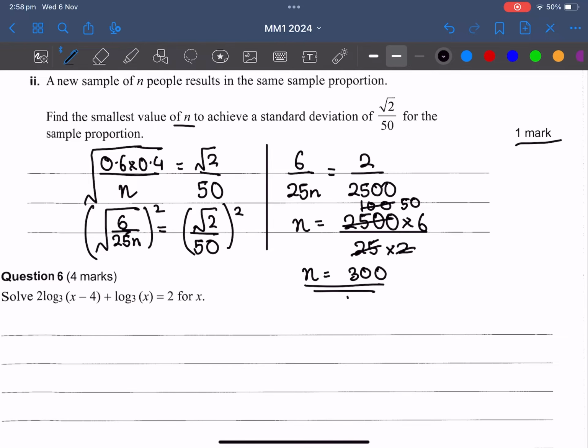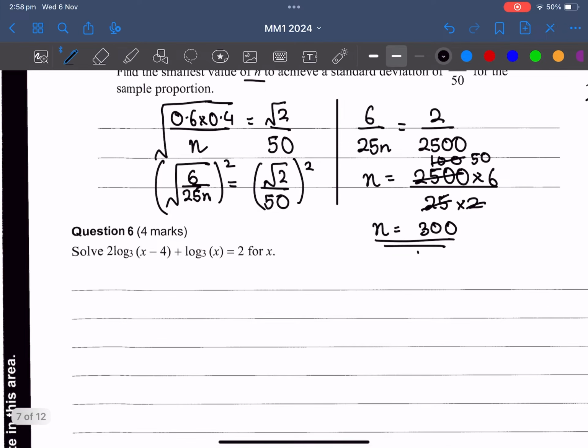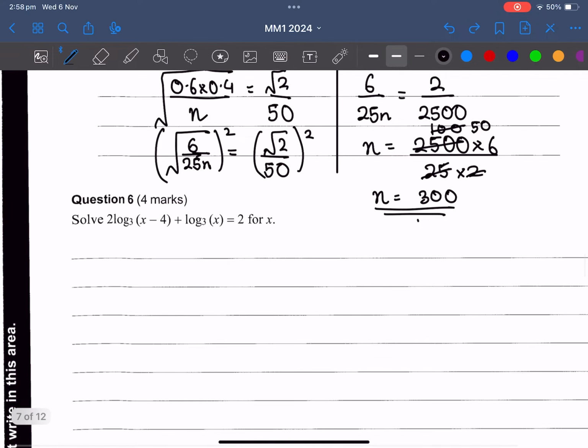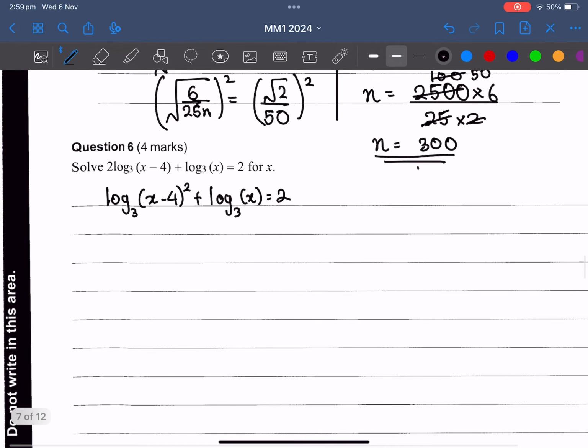So this is about log. So solve this for x. Okay, so we can apply log laws, as we can see straight away. Let us simplify the equation so we can use that. Take the 2 on the top to the power, plus log base 3 of x is equal to 2. Now we can combine it. So log base 3 of x times (x minus 4) squared is equal to 2. So x times (x minus 4) squared.